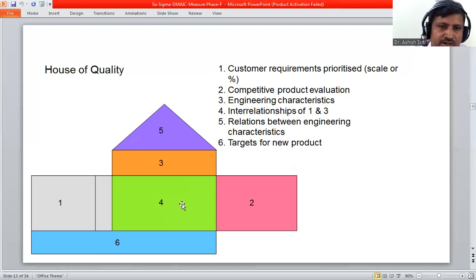Relationship between engineering characteristics comes here because maybe one characteristic improves, others reduce. So you can have positive correlation, negative correlation, neutral kind of correlation between characteristics. Because if I want to improve one characteristic of an engineering product, another may worsen. So that is what we have to do. Then finally, the 6 is the target for my new product. Now we are not going into the detail of this, but this is what the house of quality looks like. We'll be making a separate video to understand how to make a house of quality.